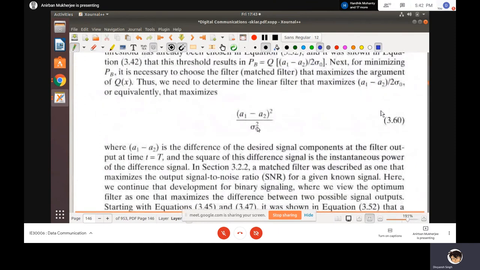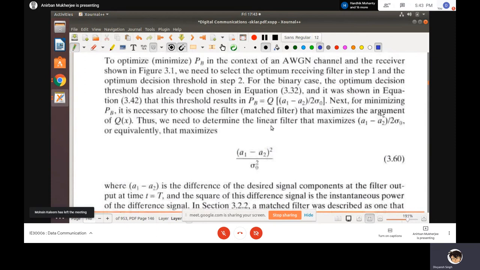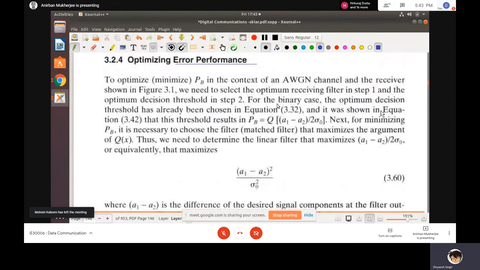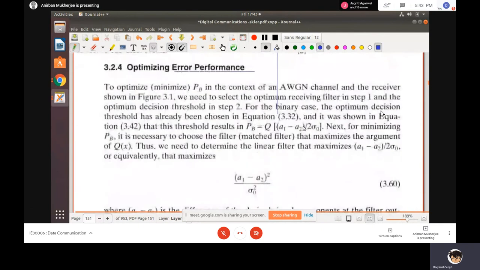For the binary case, the optimum decision threshold has been chosen as gamma 0 equal to (A1 plus A2) by 2. If I choose that threshold, the probability of bit error will be the complementary error function Q of (A1 minus A2) by 2 sigma.